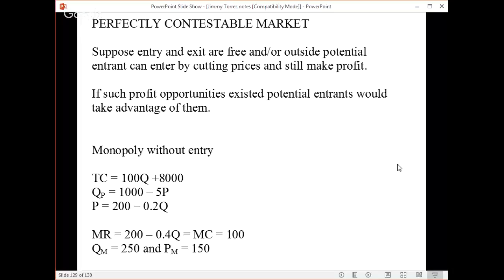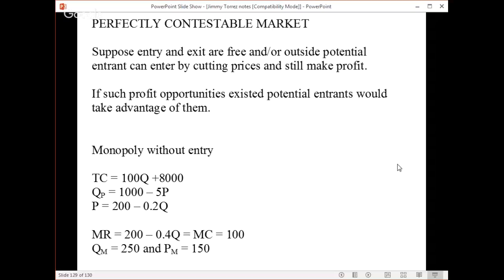So let's start off with a baseline with a monopoly where there is no entry. I'm going to assume total cost is equal to 100Q plus 8,000. My demand is equal to 1,000 minus 5P, and therefore my inverse demand is equal to 200 minus 0.2Q. So I multiply this by Q to get total revenue, take the derivative to get marginal revenue, which is 200 minus 0.4Q. Over here, my total cost function, I take the derivative of that with respect to Q, and I get 100.